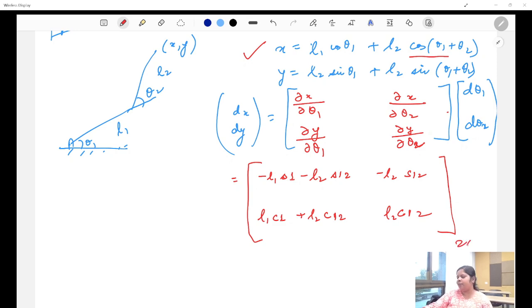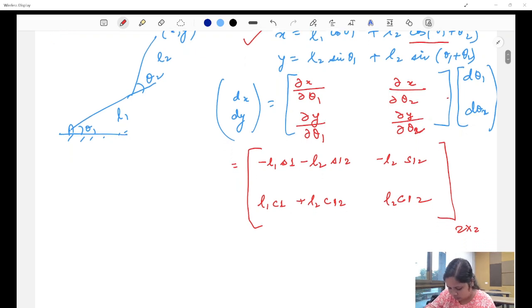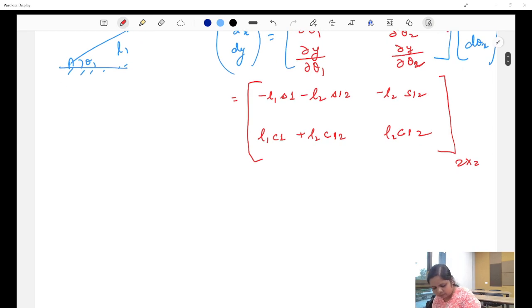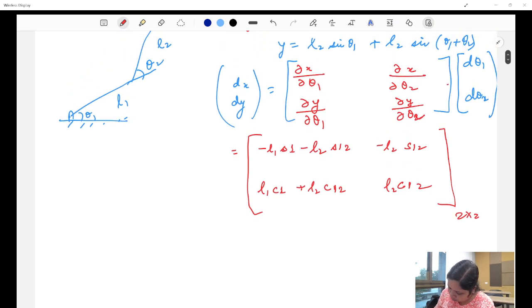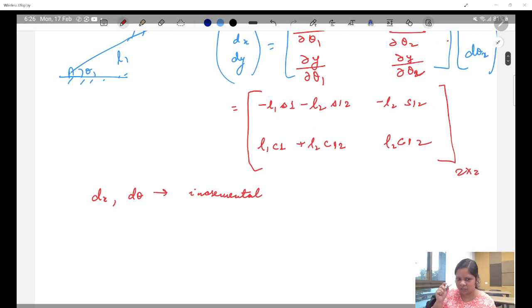So you get a Jacobian matrix of 2 cross 2 order. Later we'll see, or you have already gone through the lecture, that the Jacobian won't always be a square matrix. If it is not a square matrix, why do we actually need it to be square? That we'll see in just a couple of minutes. But from here you also understand that dx and d theta are all incremental; we are seeing this for a very small change.